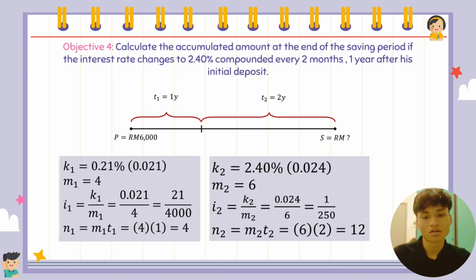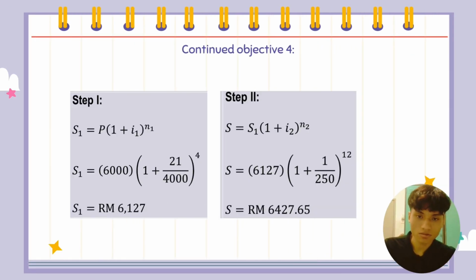For the last one, N2 equals M2 multiplied with T2, which is 6 multiplied with 2, and it becomes 12. Let's continue with objective 4. There are 2 steps left to solve this objective. For step 1, we need to use a formula, which is S1 equals P multiplied with (1 plus I1) to the power of N1. So S1 equals 6000 multiplied with (1 plus 21 divided by 4000) to the power of 4.